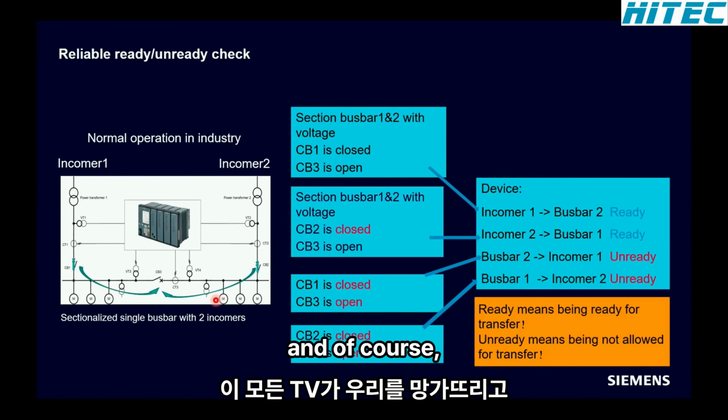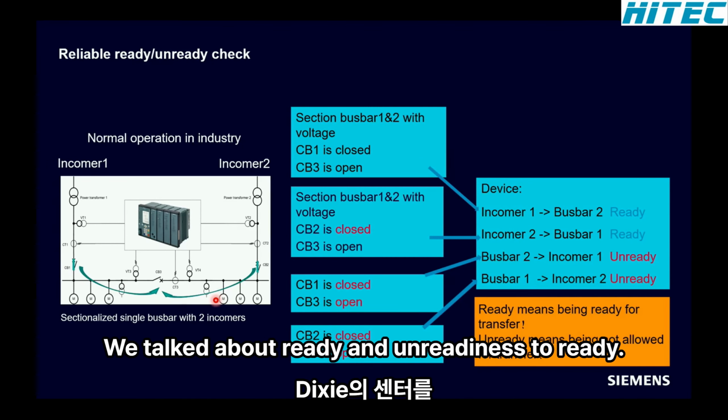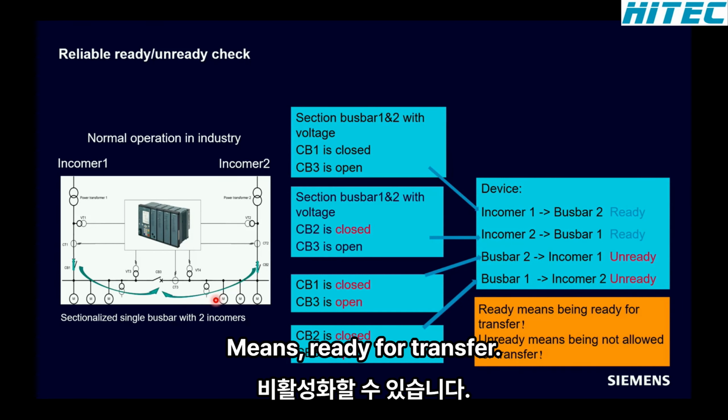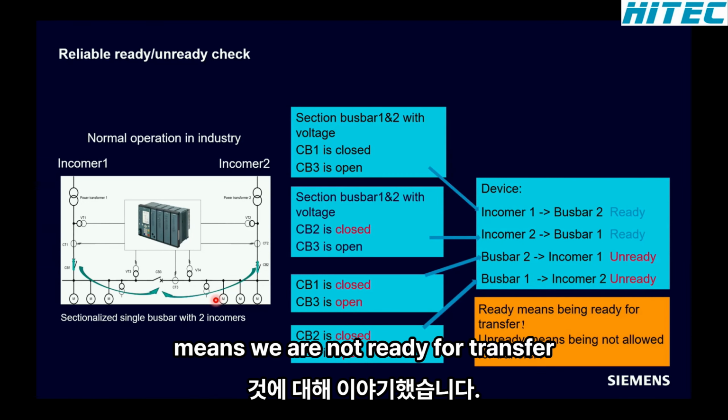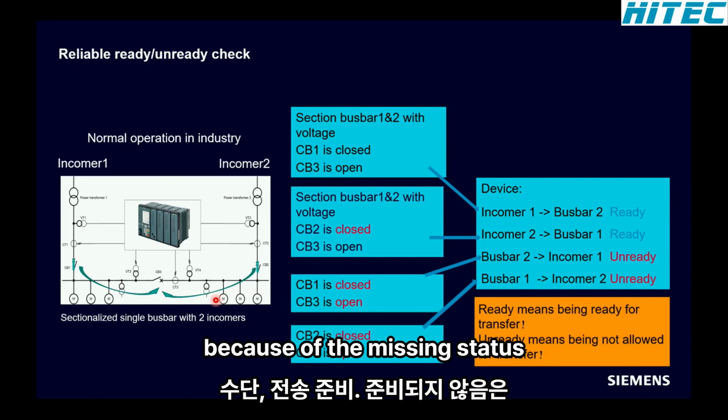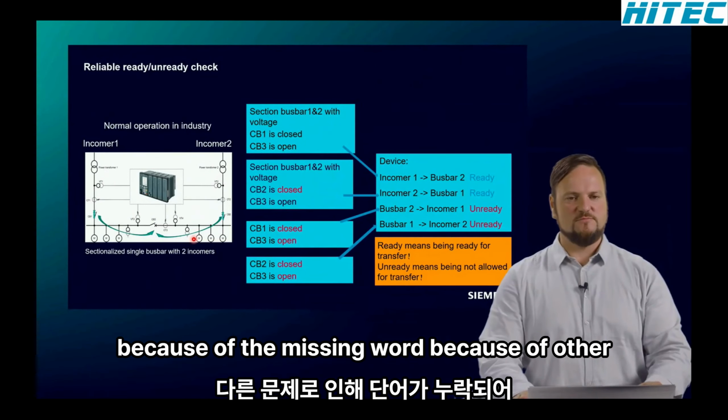And of course, we talk about readiness and unreadiness. So ready means ready for transfer. Unreadiness means we are not ready for transfer because of a missing status, because of a missing voltage, or because of other issues.